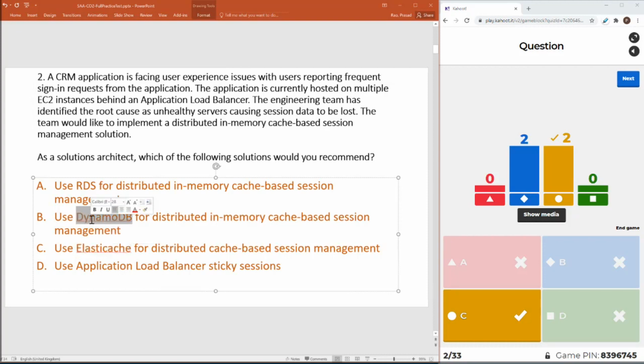DynamoDB has a cache, but it is known as DAX, which is DynamoDB Accelerator. And whenever there's talk about having a cache for DynamoDB, it will be named DAX. If it is for normal ElastiCache or a normal in-memory based cache, it is ElastiCache, and it comes in two flavors, Redis and Memcached. So the correct answer here is option C. It is ElastiCache.